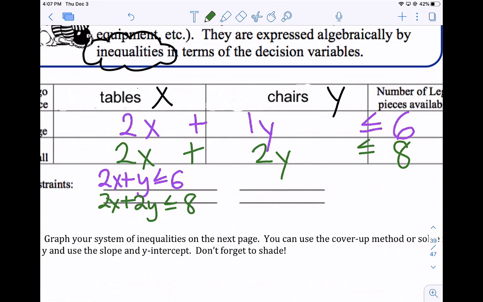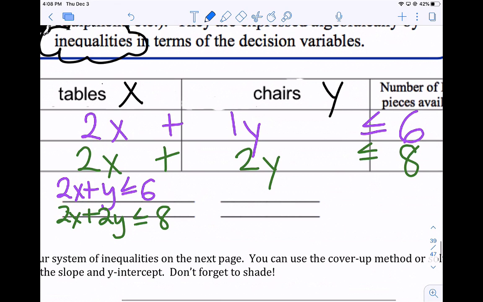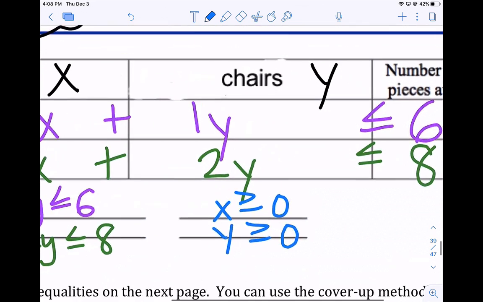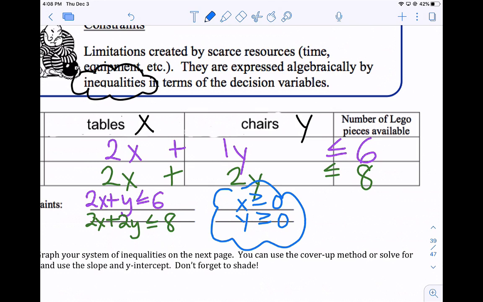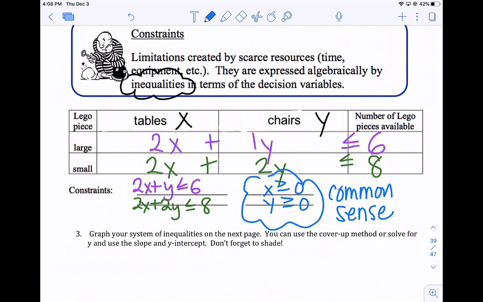We call them the common sense constraints, so I'm going to write them down, but they're kind of already accounted for in our graph. We cannot use less than 0. So for example, the number of tables has to be greater than or equal to 0. Whoopsies, I wrote that wrong. So x has to be greater than or equal to 0 because we can't have negative tables. And then the number of chairs has to be greater than or equal to 0. So these are called the common sense constraints. In a graph, they're already kind of taken care of when you don't have any negative numbers on your axes.